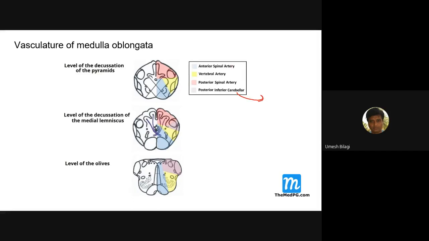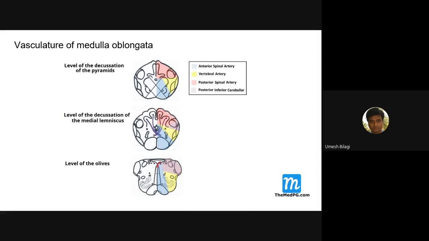The very favorite question. See, the posterior inferior cerebellar artery's role is in the lower part, that is below the olives only. There is no supply in the upper part of the medulla oblongata. You can see that it is absent here, whereas below the olives it is present here. Red color is seen here below the olives, whereas in the upper part it has no role.